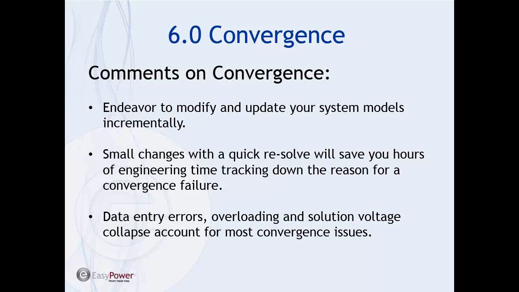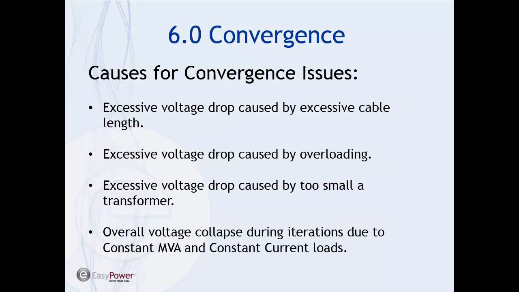Data entry errors. Overloading and solution voltage collapse account for practically all of the convergence issues. A wrong piece of data entered, or just a slight error in something, or maybe misplacing KVA versus MVA, those things. Overloading, that is not specifying a large enough cable or transformer, which causes solution voltage collapse. They account for almost all the issues that we find and that we debug for customers.